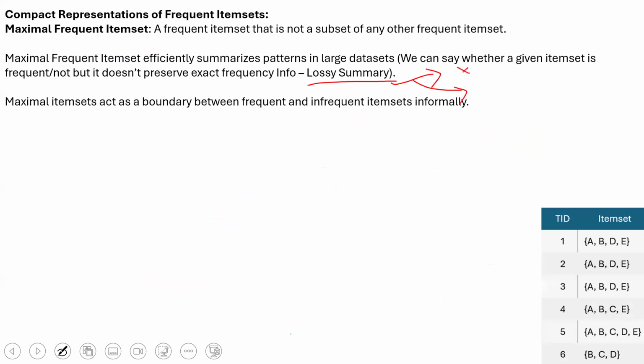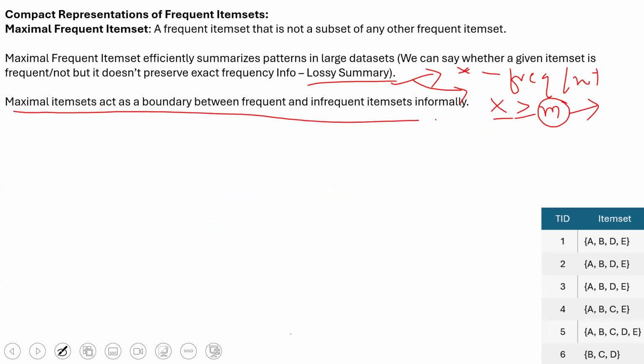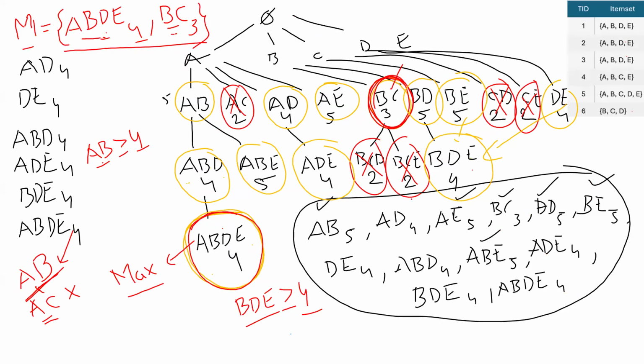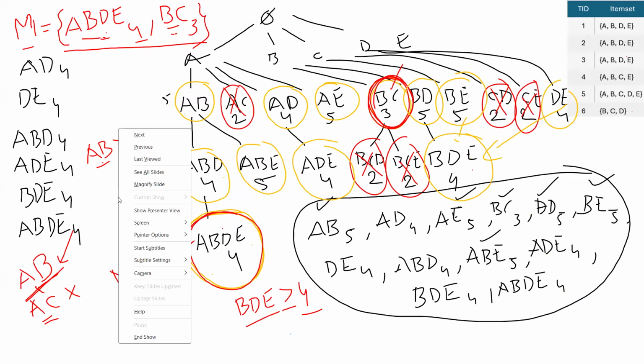Given an x, we can say whether it is frequent or not, and we can also say the support of this is greater than or equal to m, where m is the support of the maximal item set of which x is a subset. Maximal item set acts, informally, as a boundary between frequent and infrequent item sets. So this just acts as a boundary between frequent and infrequent items.